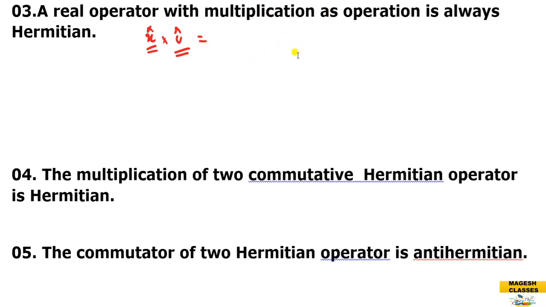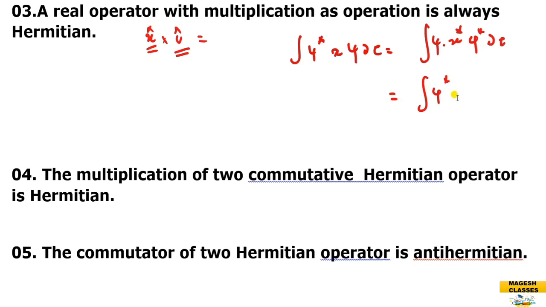Let us take the position operator. The Hermitian condition is the integral of psi star, position operator, and the wave function d tau is equal to, the operation is changed, so it is the integral of psi x star psi star d tau. So this is equal to, you can write, psi star x psi d tau. Okay, so an operator with multiplication as operation is always Hermitian.